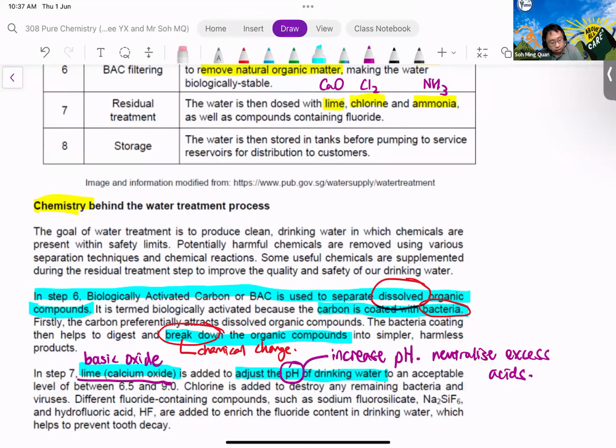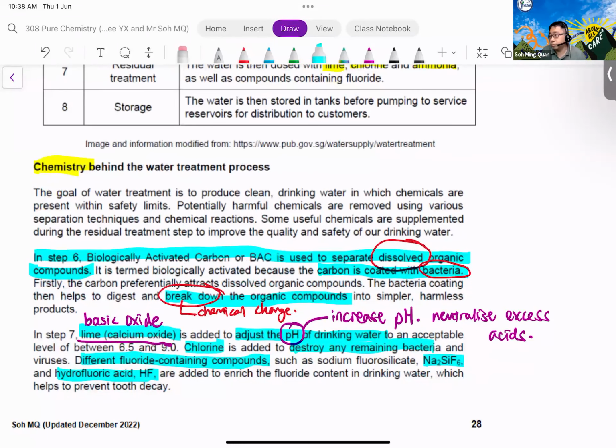Okay, next, chlorine. Chlorine is added to destroy bacteria, and different fluoride-containing compounds such as this complicated compound and hydrofluoric acid are added to enrich the fluoride content, which helps to prevent tooth decay. Same as toothpaste. Toothpaste contains fluoride. Okay, so can you see just by highlighting the chemical names and the definitions, you really zoom in. Do you realize the first paragraph is actually not very important? And even the second paragraph, you only zoomed in on a few important things. All right.